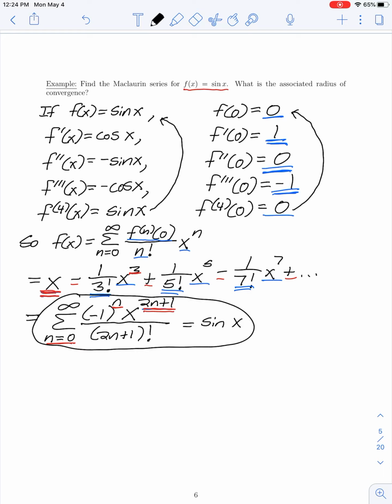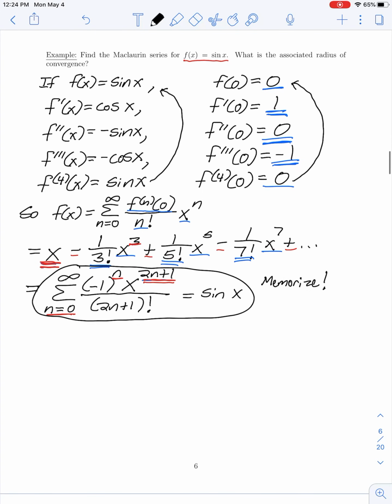So for this function, sine of x, we have a pretty nice expression for the power series representation. So I'll make another note here that this is another one that you will want to have memorized. And in the last part of the question, we're asked what is the radius of convergence for this power series. So again, making use of the ratio test, we would look at the limit as n approaches infinity of the absolute value of the ratio of our n plus 1 and nth terms.